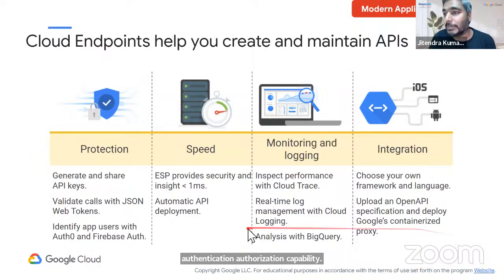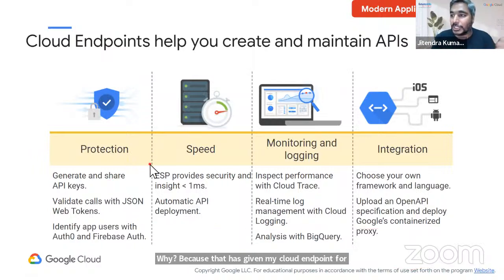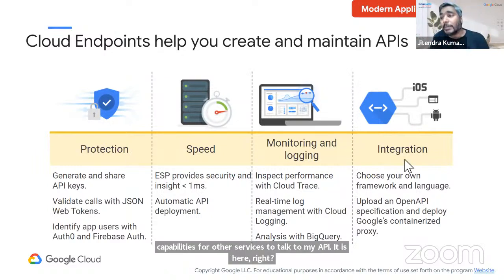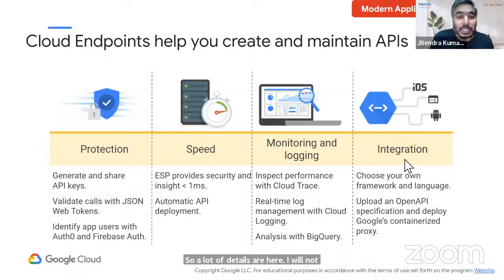So what Cloud Endpoints gives me is protection, speed, monitoring and logging, and integration capabilities for other services to talk to my API gateways here. So a lot of details are here. I will not get into those details because this itself could become a complete one-day topic for us to get into. So I will leave these details for you.